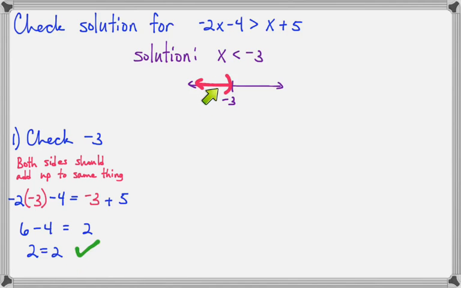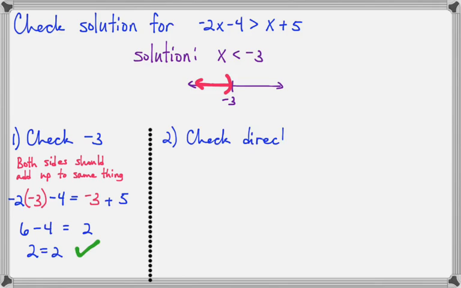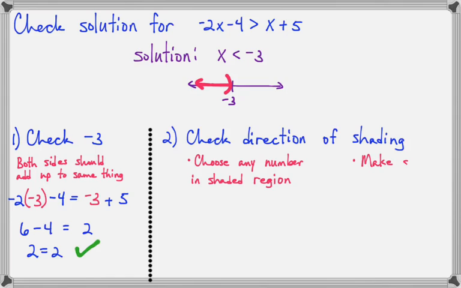Now I need to make sure that the shading is going the right way. So I will pick anything that's in the direction of the shading and just make sure that it makes the inequality true. So I'm going to choose negative 10 only because it's in the shaded area. And you could choose any number that's in the shaded part. Negative 4, negative 50 would work. Any of these numbers that are to the left of negative 3.